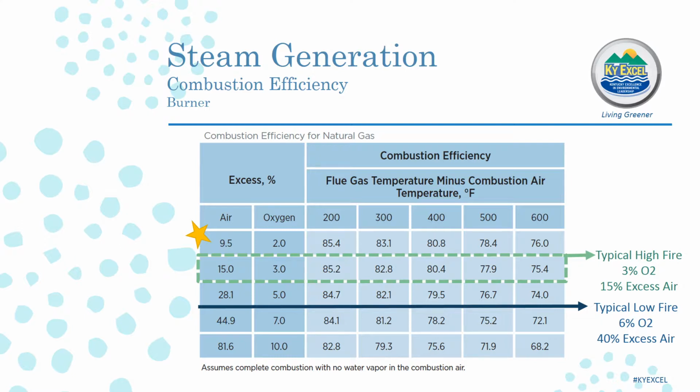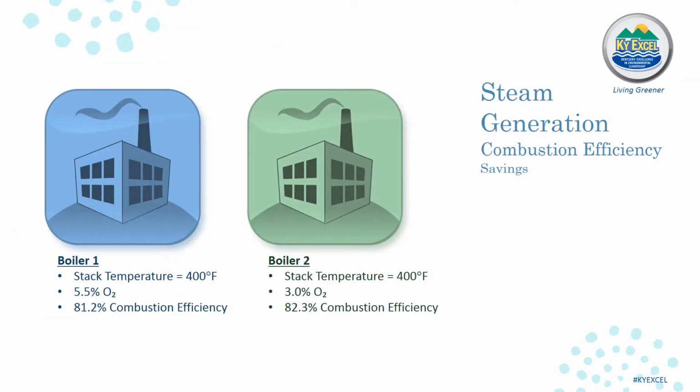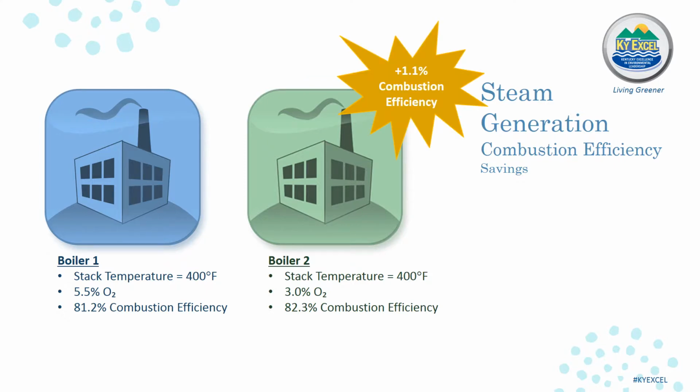An often stated rule of thumb is that combustion efficiency can be increased by 1% for each 15% reduction in excess air or 40 degrees Fahrenheit reduction in stack gas temperature. Imagine you have two boilers with a stack temperature of 400 degrees Fahrenheit. Boiler number 1 runs at 5.5% oxygen with an 81.2% combustion efficiency, while boiler number 2 runs 3% oxygen with an 82.3% combustion efficiency. Boiler 2 has a greater combustion efficiency by 1.1%.